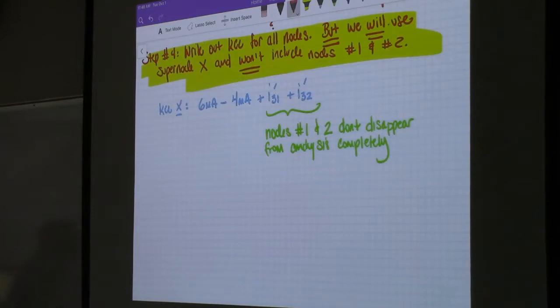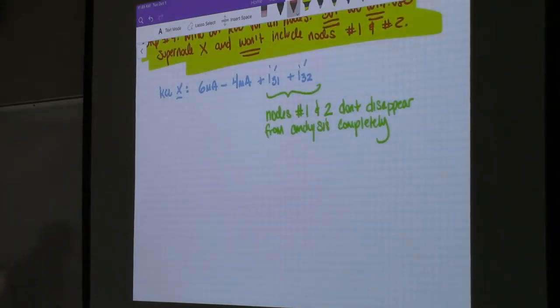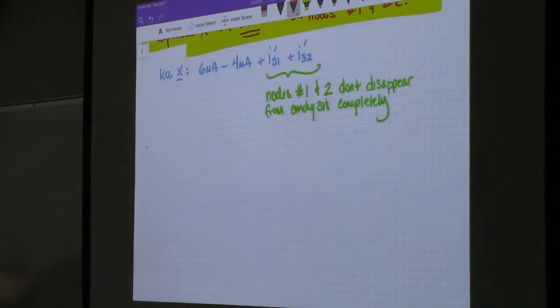But other than that, we're using the same process that we've used for a lot of other non-inspection-based nodal analysis problems. If you want the most fundamental implementation of it, you label everything, define your reference node, then start writing out the KCL equations for all of the relevant non-reference nodes. The only difference here is that because of the supernode, we're using that instead of nodes number 1 and number 2.